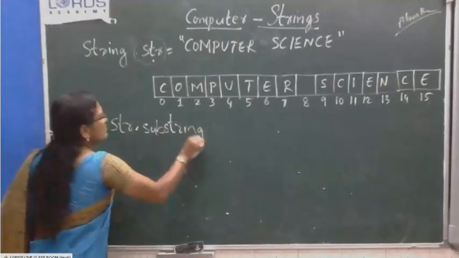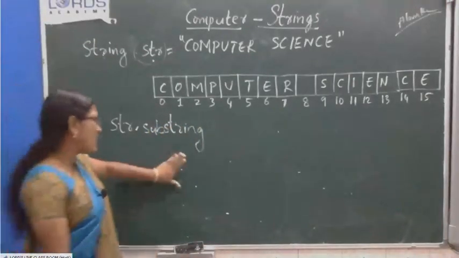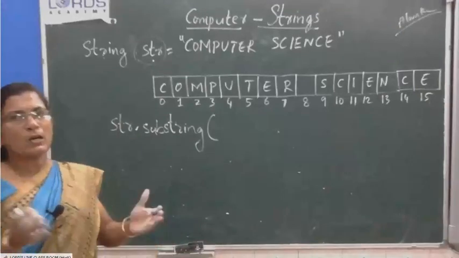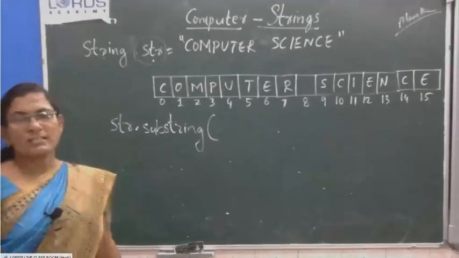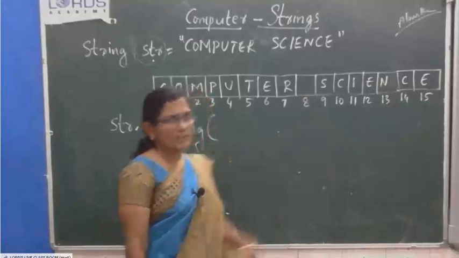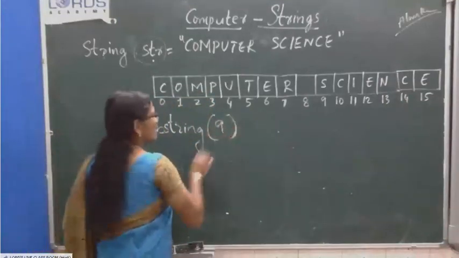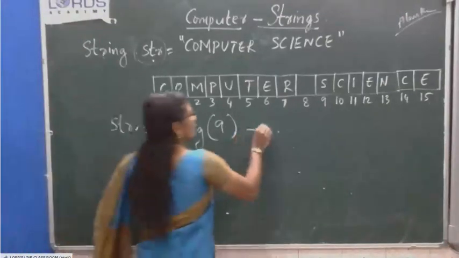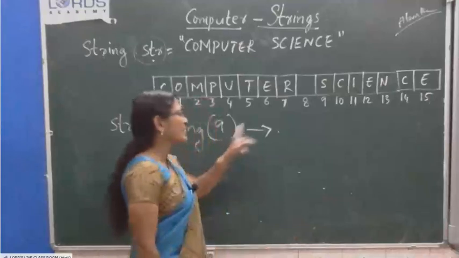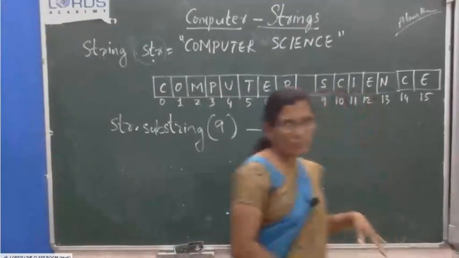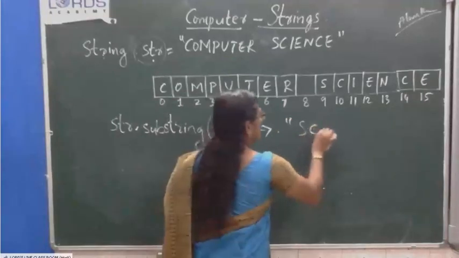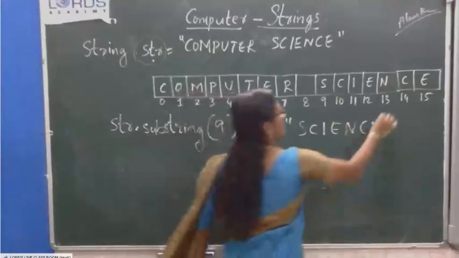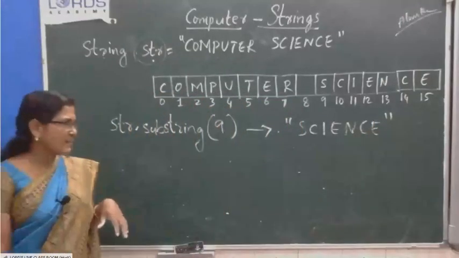String object dot, str dot substring. It takes out a part of the string starting from the starting index number we have to give. Take out "science" from the string. So, what is the starting index number? 9, isn't it? From 9 onwards, all the characters will be extracted by this. str.substring(9) will give you, from the specified index onwards, all the characters taken out together. So, it will extract the word science. Okay.